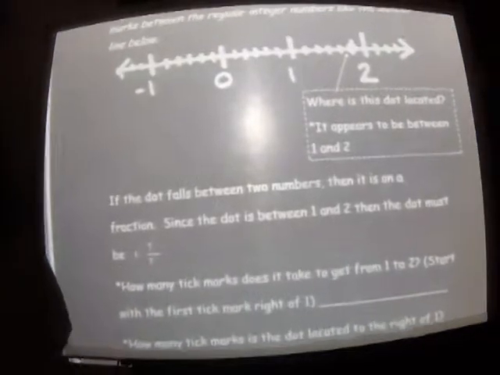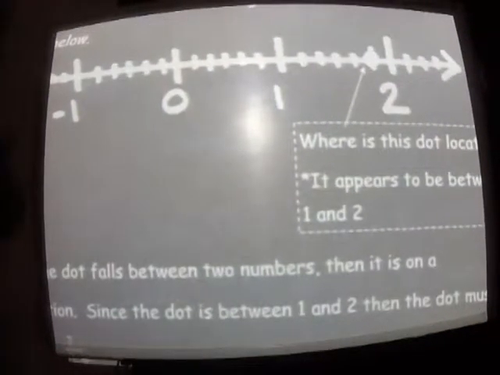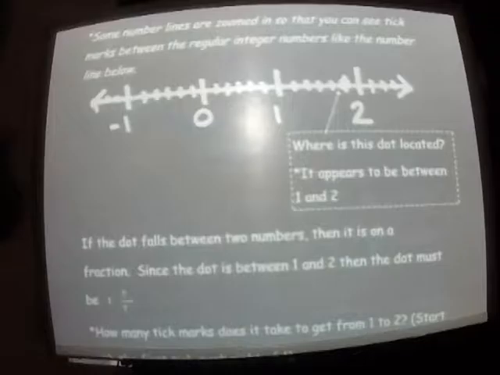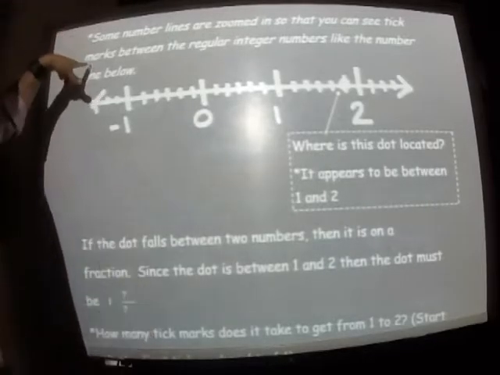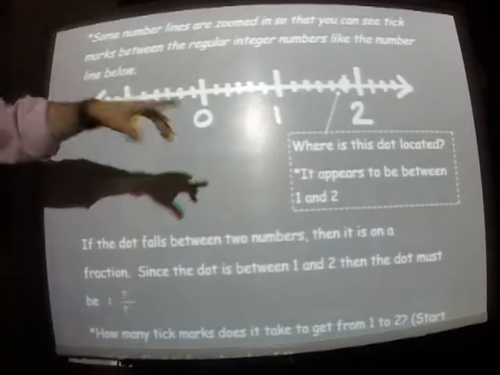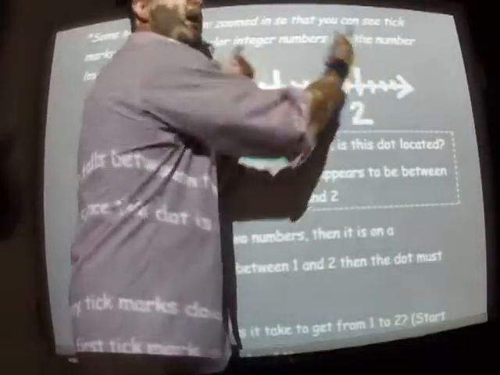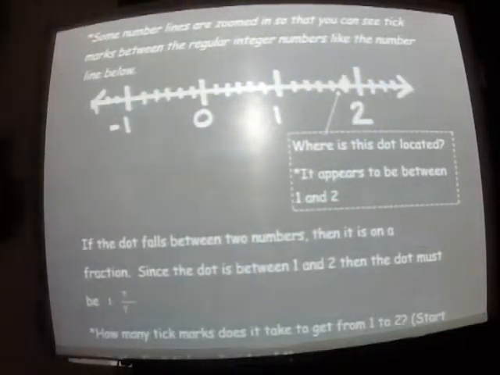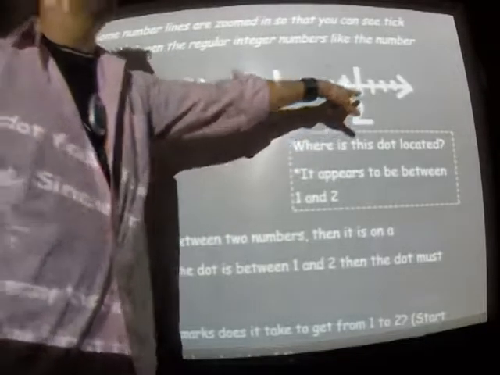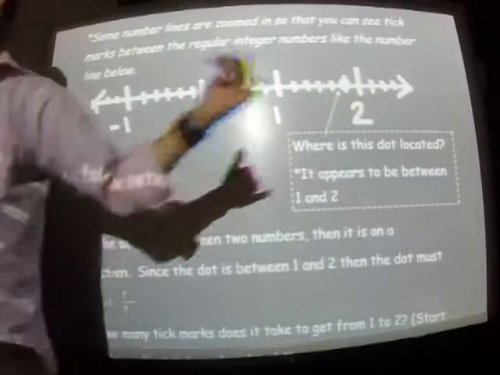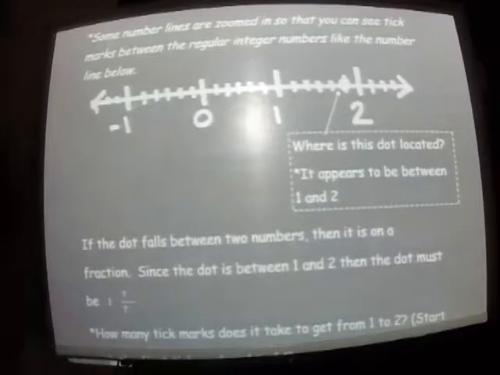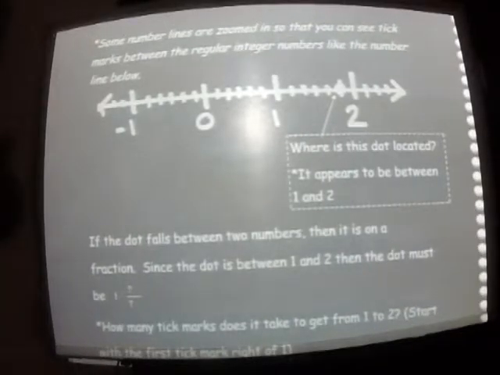A lot of times your number line, instead of just having tick marks on the numbers, you'll have little bitty tick marks in between. So some number lines are zoomed in so you can see tick marks between the regular integers. You've got tick marks between 0 and 1, tick marks between 1 and 2, just like we see below. Where's the dot located? See how it is between 1 and 2? So that means it's some fraction. If the dot falls between two numbers, then it's a fraction.